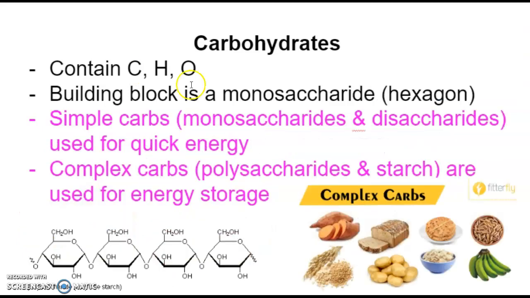We also have complex carbohydrates. These are things like polysaccharides and starch. Poly means many, so this would be many hexagons connected together. And starch is an example of a polysaccharide where there's lots of hexagons together. They're used for a little bit longer term energy. They're used to store energy.